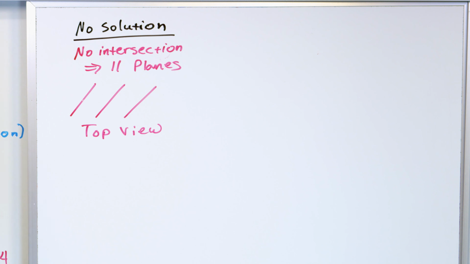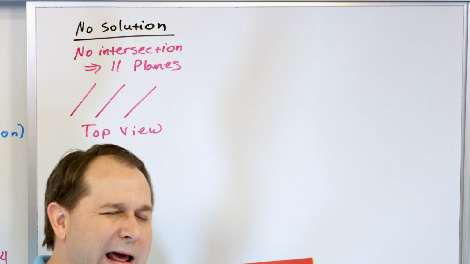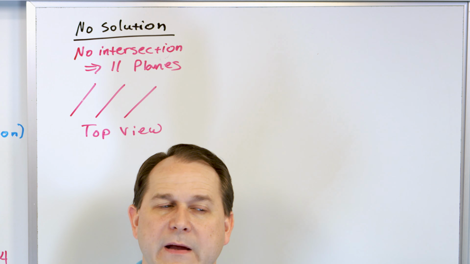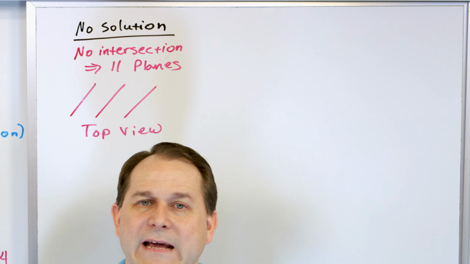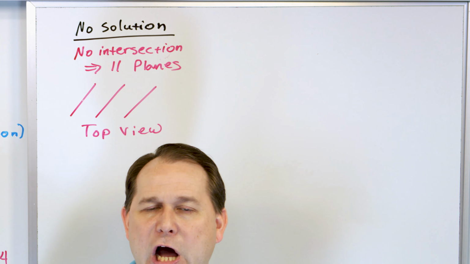All right, and then what is the other thing that you can have? You can have no solution. Let me check my notes here. They don't have to be parallel to have no solution. They can also have no solution if they just don't intersect at a common point.